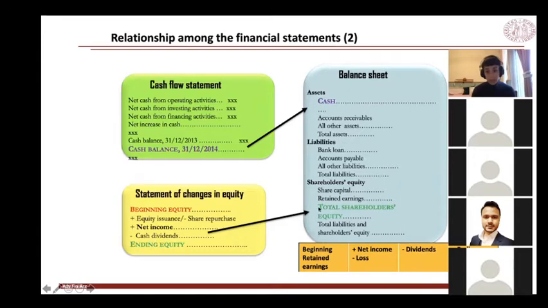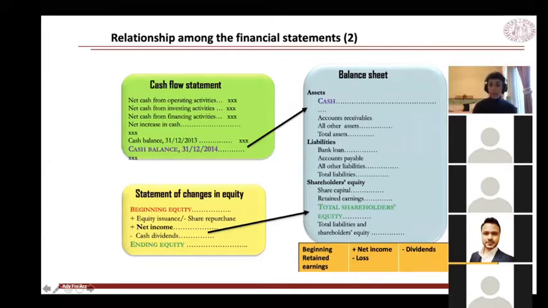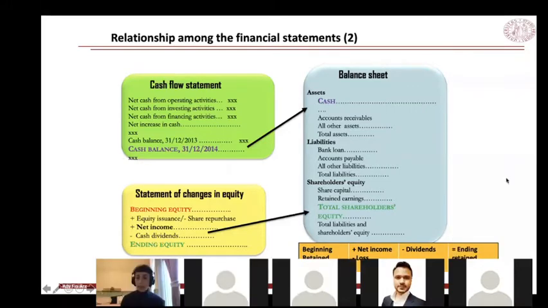Okay, then retained earnings. In case you don't remember, how do we compute retained earnings? Well, we usually start with the beginning of the year retained earnings, to which we add net income or subtract loss in case it was a non-profitable year. We subtract the dividends paid, and this is how we get to the ending retained earnings.